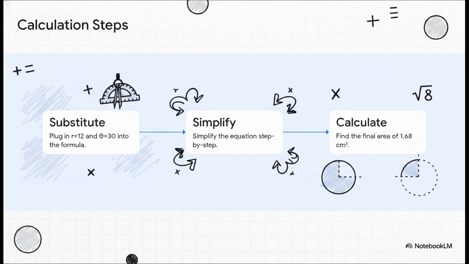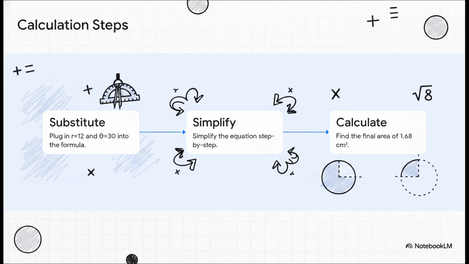Step 2, we simplify. 12 squared is 144. Now, 30 over 360 simplifies nicely to 1 over 12. And from our trigonometry tables, we know sine 30 is exactly 1/2. So that second part becomes 1 over 2 multiplied by 2, giving us 1 by 4.